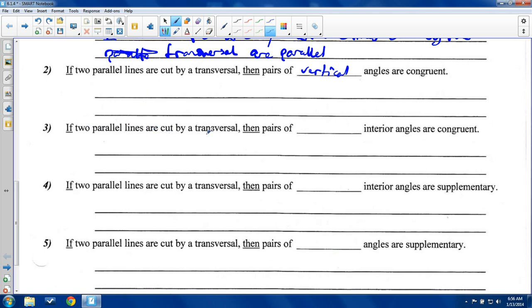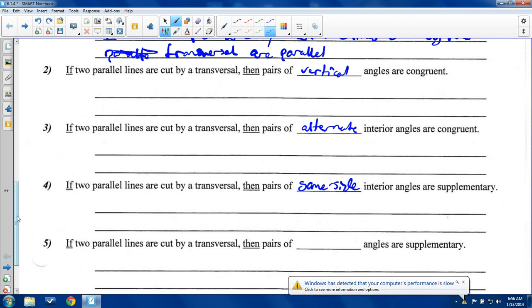If two parallel lines are cut by the transversal, then pairs of blank interior angles are congruent. Well, same side interior angles are supplementary, so I'm guessing we're talking about alternate interior angles here. Again, write the converse for yourself. If two parallel lines are cut by a transversal and the pairs of blank interior angles are supplementary, that's what I just talked about, that would be same side interior angles.